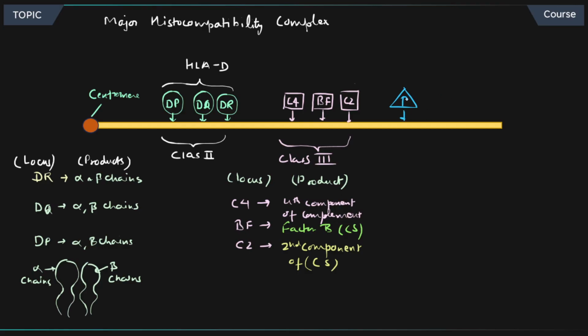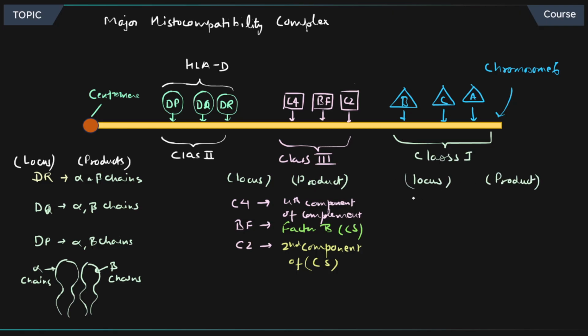Next is obviously MHC class 1. You have the B region, the C region, and the A region, which are present on chromosome 6, if you remember that. This is class 1. Now let's talk about the locus and its product. As I already mentioned, you have A, C, and B.